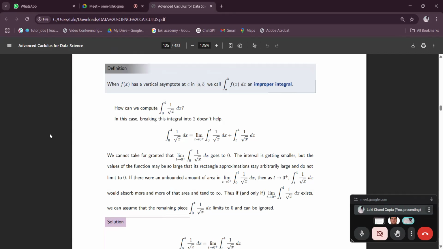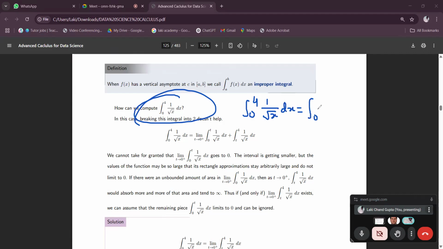What is an improper integral? The integral whose value is not defined. It means that when you are getting infinity or minus infinity, that is called an improper integral. Suppose you want to integrate this. You can write it in this way, x raised to half.